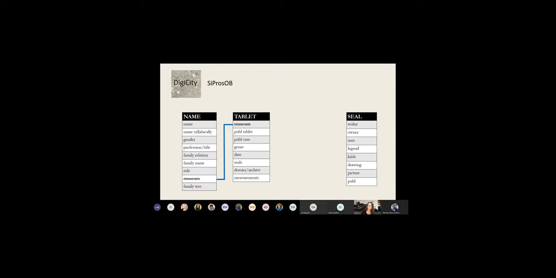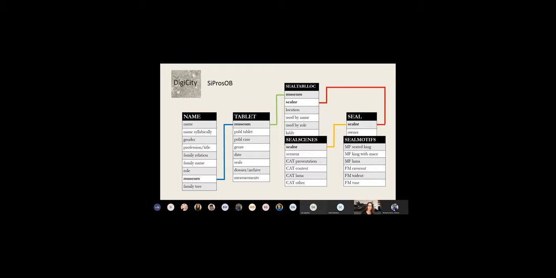This table is linked to the tablet table through the seal tablet lock table, which contains information on where exactly on the case or tablet the seal has been impressed. In order to facilitate the iconographical study of the seals, the seal table was linked to a seal scenes table and seal motifs table, including all information on the seal scenes, such as presentation, contest, or other scenes, and all information on the main figures and filling motifs.